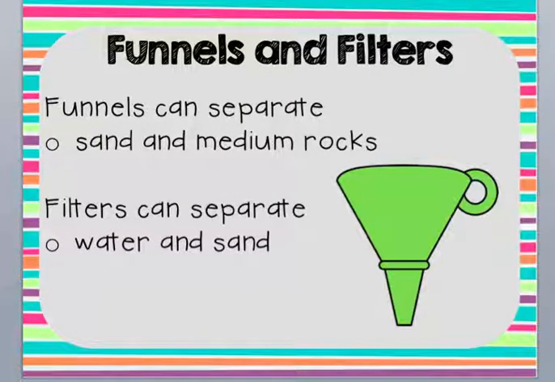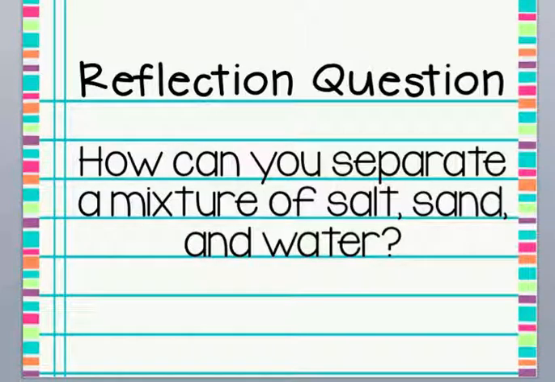Another way to separate a mixture is through a funnel and with filters. Funnels can separate larger things like sand and medium rocks. If you had large marbles and small marbles, you could use it for that. Filters, though, can separate things that are a little bit smaller. You could take water and dump in some sand, and it would separate the sand away from the water. So a reflection question is, how could you separate a mixture of salt, sand, and water?